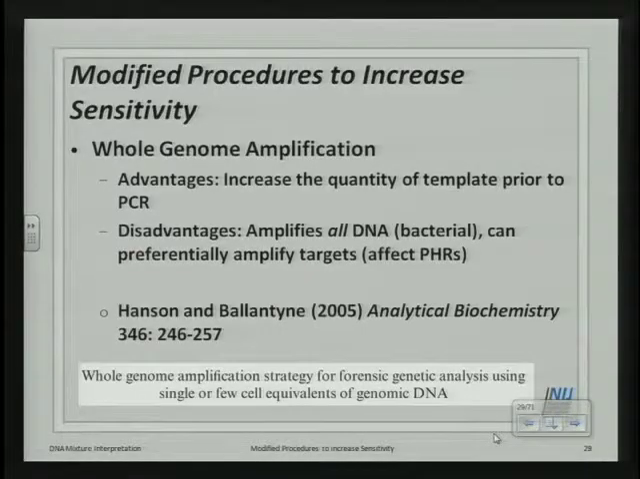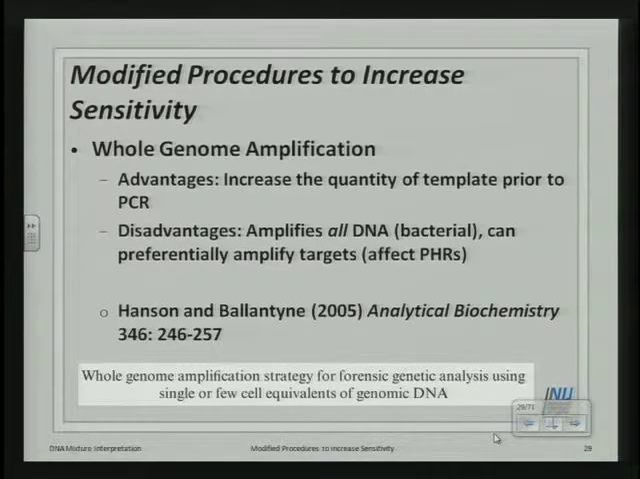Whole genome amplification, of course, is a technique that has, for a very long time, been mentioned as a way to increase the quantity of DNA template before you do PCR. So you simply add these enzymes that will randomly amplify genomic DNA, usually at room temperature. So you just sit it on the bench for a day or so, and you started off with, say, picogram quantities. You've now produced microgram quantities of DNA by this random amplification process.